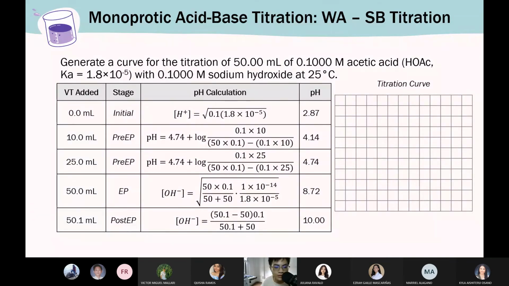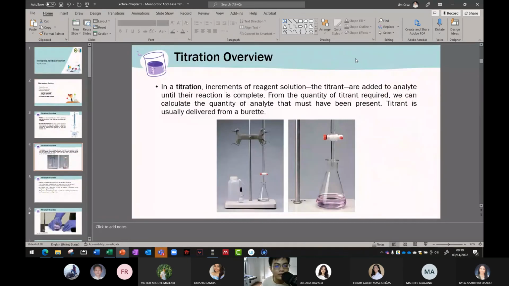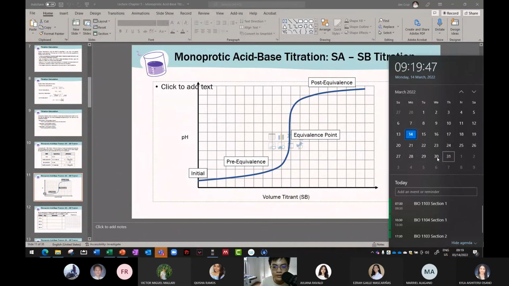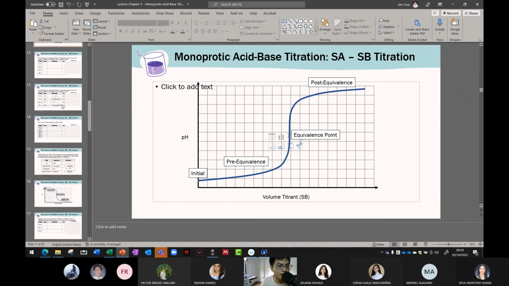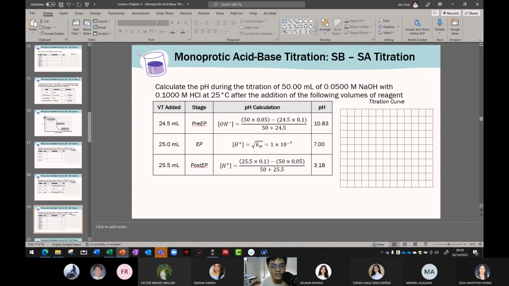Pag may question kayo, wag din mag-hesitate mag-chat sa MS Teams. Yun lang. And I think that's enough for our session today. We'll continue this by April 4. Matagal pa uli, April 4 pa, because next week is your midterm exam. March 28 will be your midterm consultation. And then April 4 will resume everything. So again, wag mai-intimidate. Madali lang yan. Basta alam ang stages.